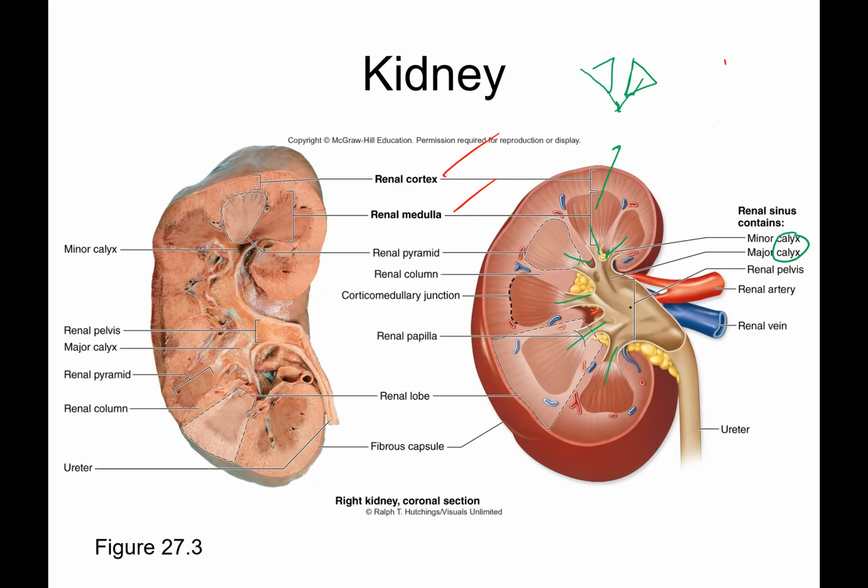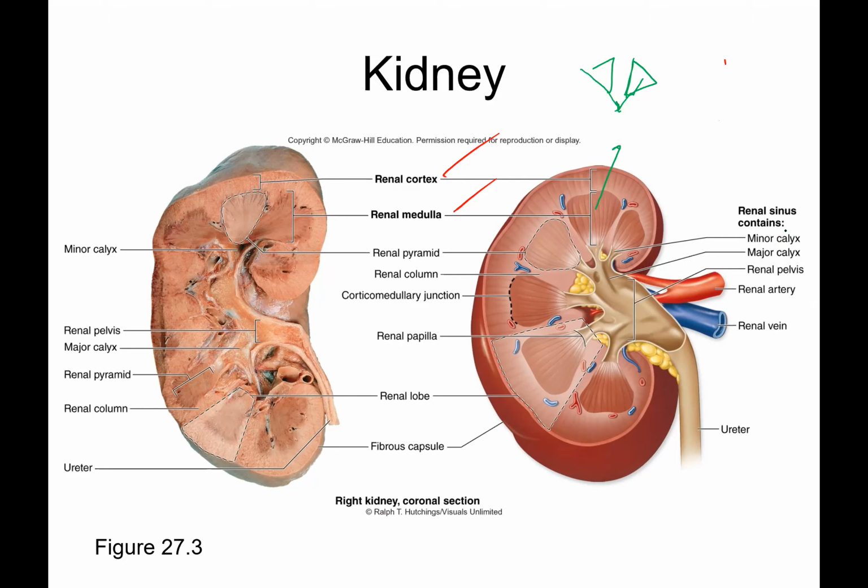Ultimately what they're pointing to is to try to get fluid to go down the ureter. So the pyramids are pointing or taper into these calyces that you can see right there. It's like a little funnel. They call that the renal calyx.